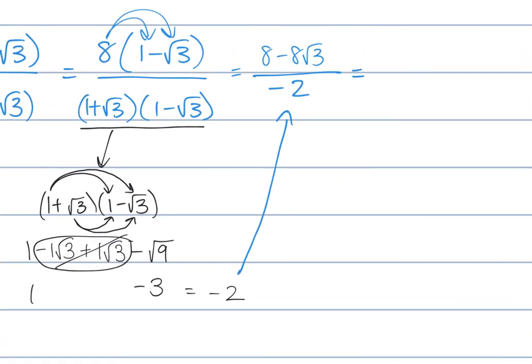You divide both the 8's in the numerator, and you divide the negative 2 in the denominator by negative 2. In the numerator, you get negative 4 plus 4 square root of 3, and then in the denominator, you get 1. Do we need to put that denominator of 1? No. So this is our final answer.